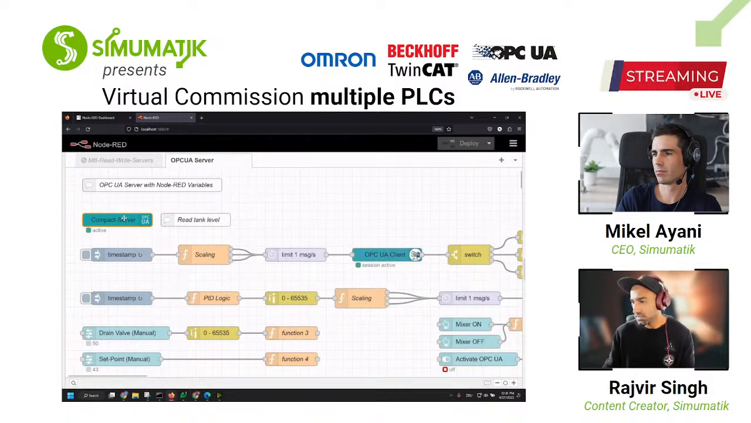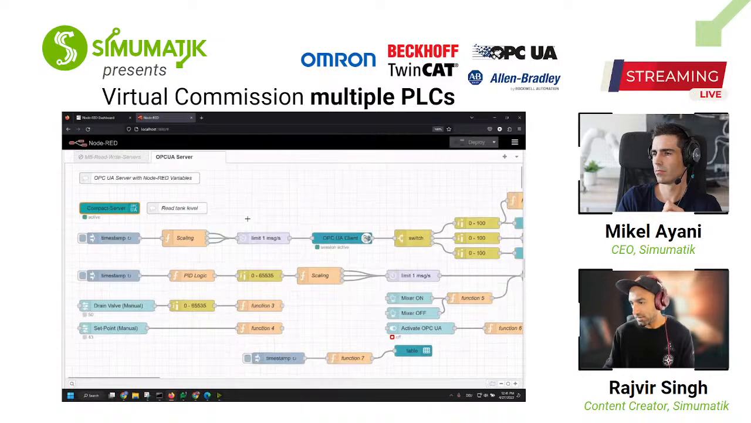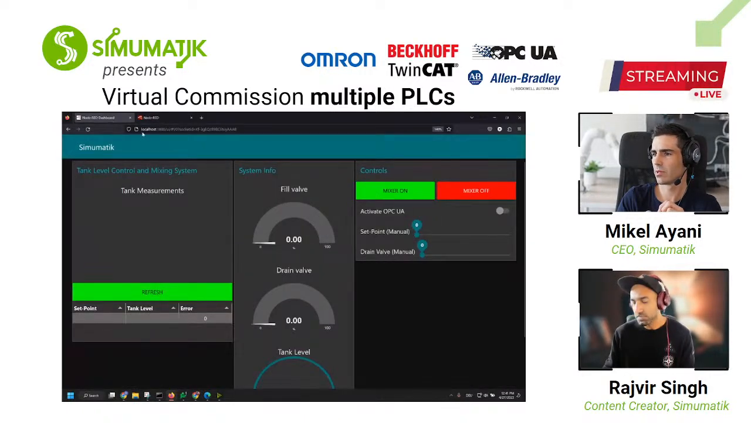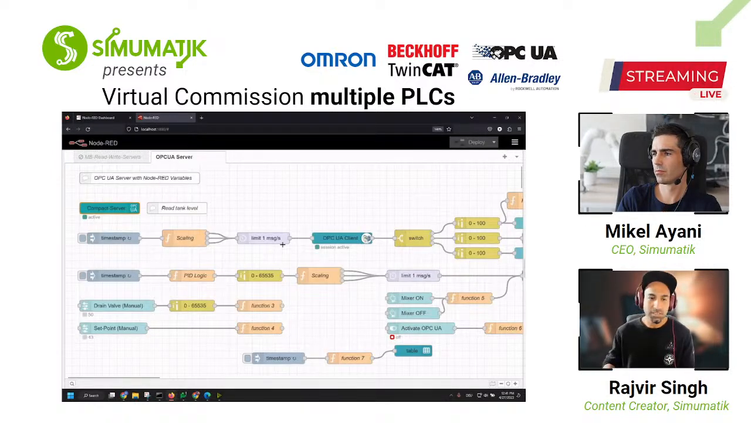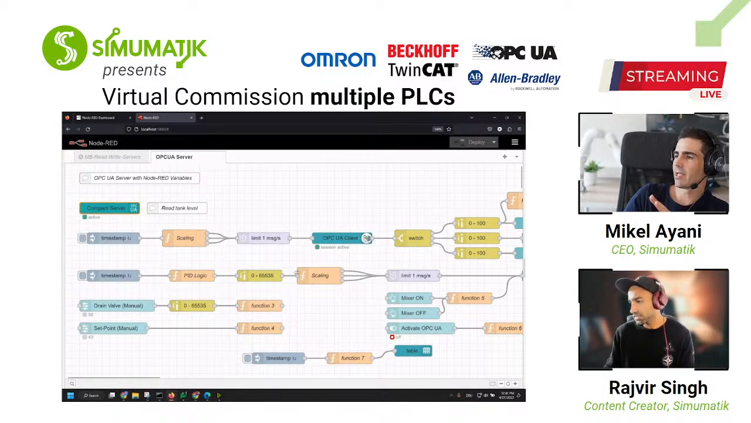I have tags for digital inputs, digital outputs, analog inputs and outputs. And then I am reading from this OPC UA server in Node-RED again, because I wanted to show the values in a dashboard, which I'm going to show you in a while. So my Node-RED acts as both OPC UA server and client. It reads just from its own server.